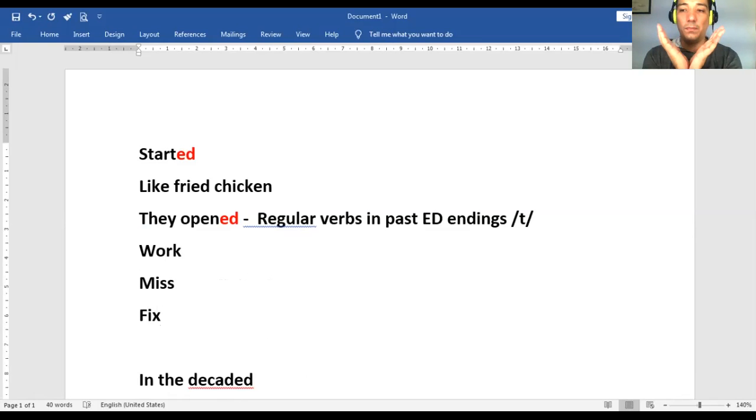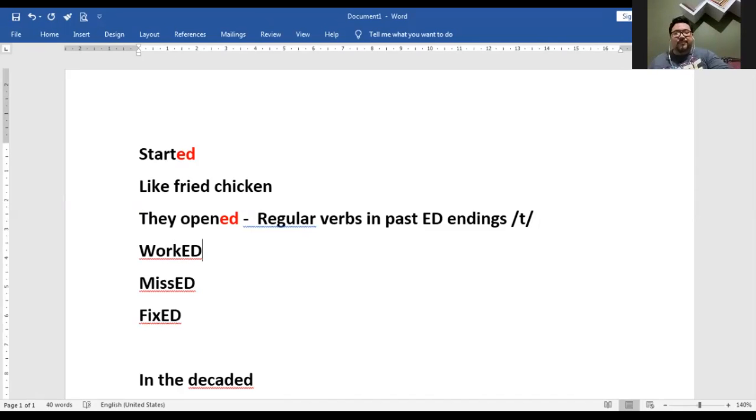So if you put your hands on your throat and you say work, miss, fix, there is no vibration. Then you add the ed to the verbs, and that ed sounds like t. So you say worked, worked. Perfect. Very good, Francis. You say missed, fixed. Okay. That's the first rule. What's the first rule?